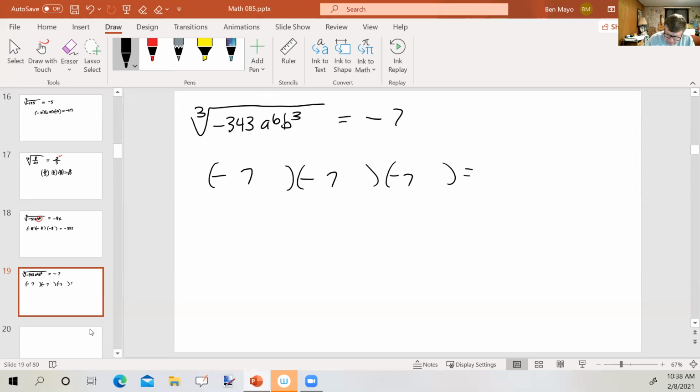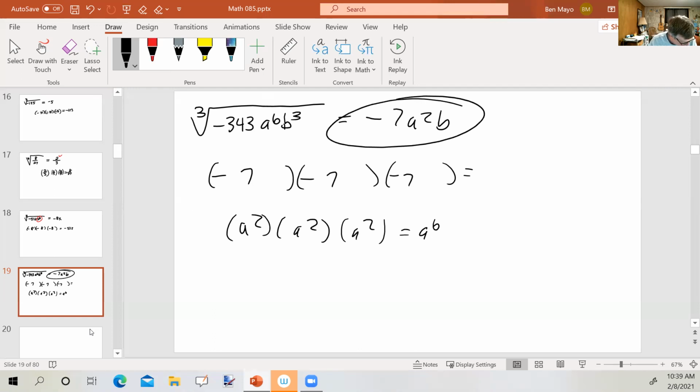What would the cube root of a to the 6th be? That would be a squared? Correct. And what would the cube root of b to the 3rd equal? Just b. Correct. Good job.